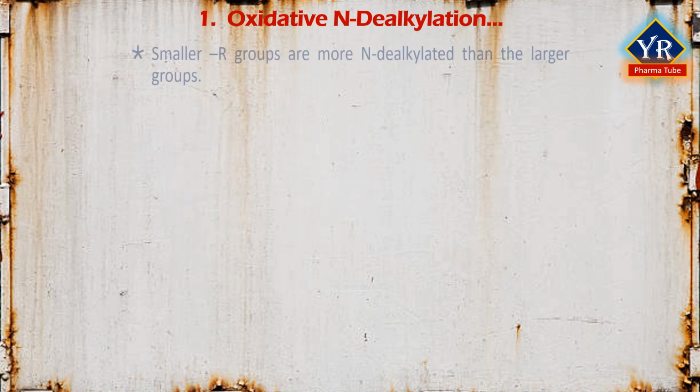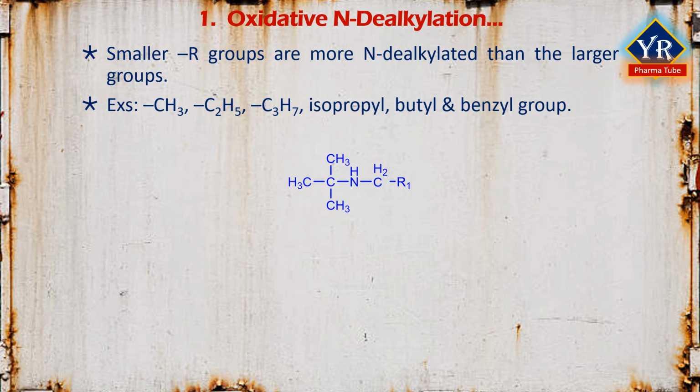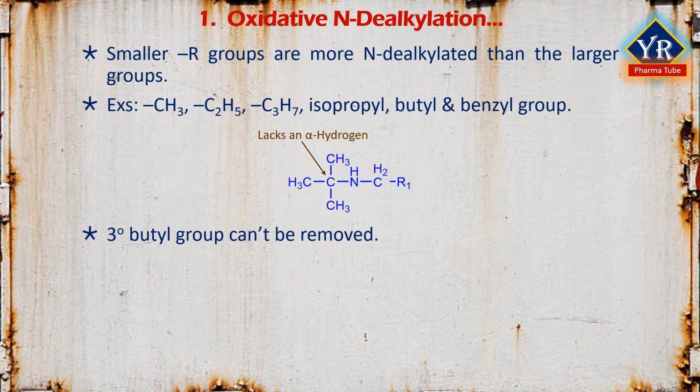In general, small alkyl groups are more likely to undergo N-dealkylation than are the larger groups. Examples of alkyl groups known to undergo this type of metabolic biotransformation include methyl groups, ethyl groups, propyl groups, isopropyl groups, butyl groups, and benzyl groups. It is to be noted that due to the lack of a hydrogen atom, functional groups such as a tertiary butyl group cannot be removed by N-dealkylation.